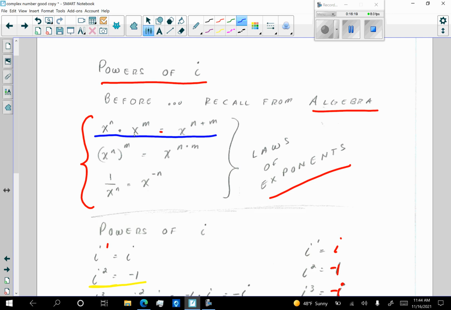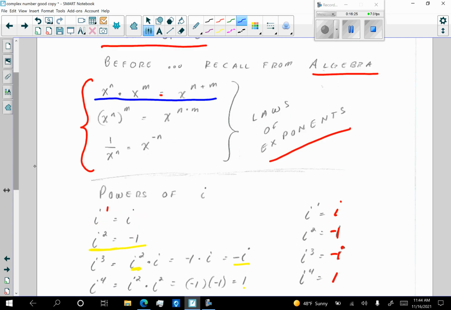I to the 16th times I to the 1 is I to the 16th plus 1. So I'm employing this first property of exponents right here. Like bases, add exponents. I'm going to use this property here in a little bit. Power to a power, you multiply. And later on, I'm going to use this third property: 1 over x to the n is x to the negative n. Let's see how we're going to use those.